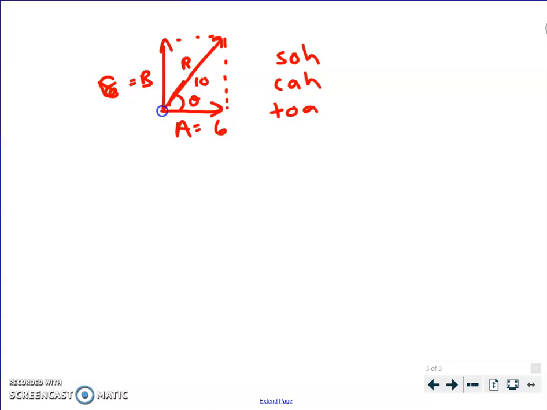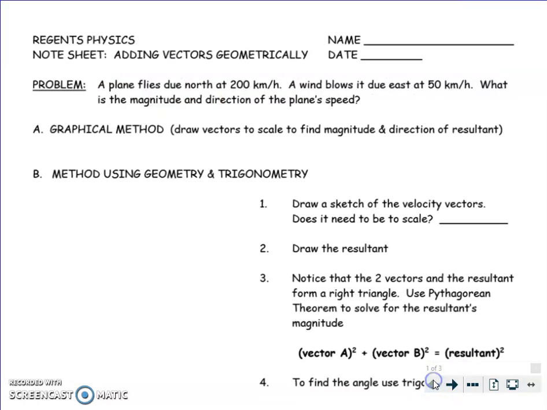SOHCAHTOA is something you want to recall from earlier days in math. Sine equals opposite over hypotenuse. Cosine is adjacent over hypotenuse. Tangent is opposite over adjacent. I'm not going to teach you that. You should know that. So it's just an issue of you reminding yourself how to do that when we do these problems. You can do it. You just got to be willing to put a little work into it.